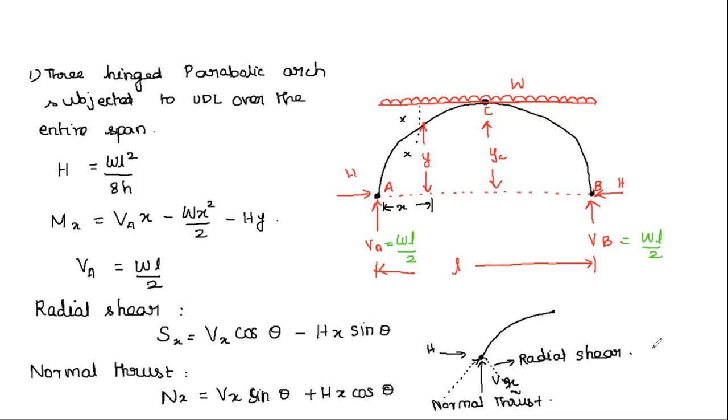So when we have a problem related to an arch subjected to UDL throughout the span, we have to use this formula. Radial shear Sx is equal to V cos theta minus H sin theta, and normal thrust N is equal to V sin theta plus H cos theta. So let's move on to the next loading condition.